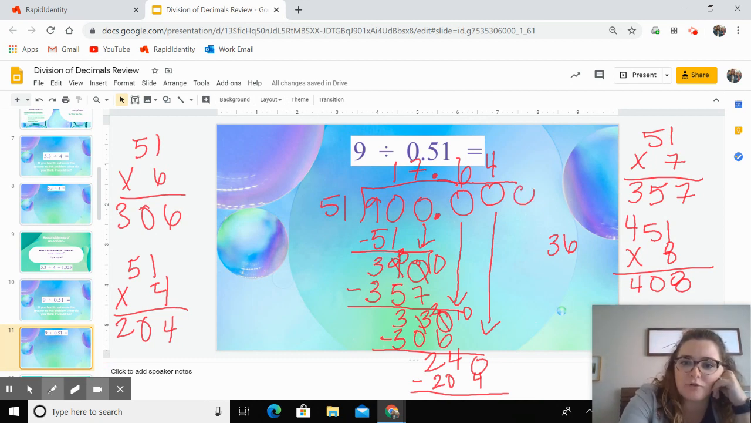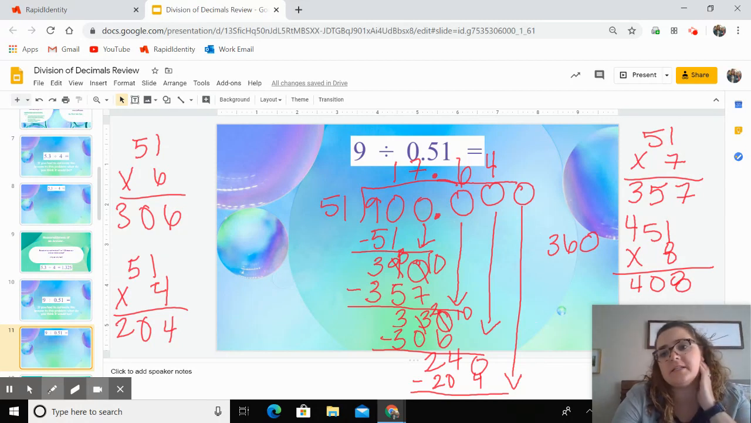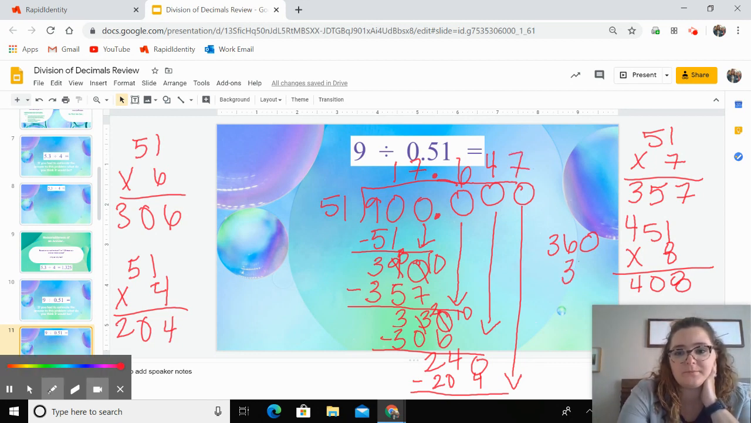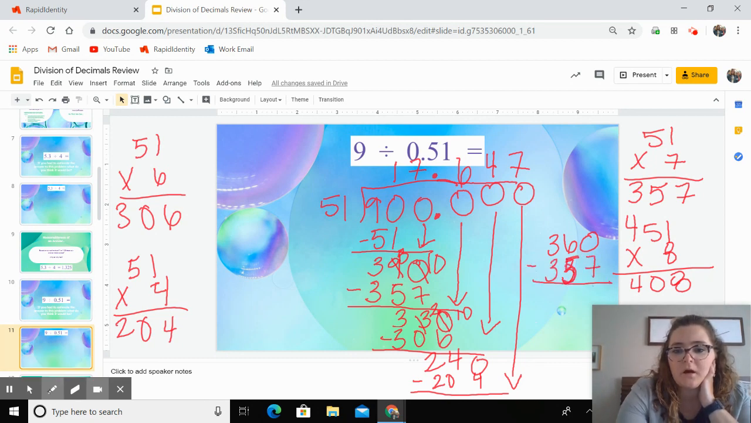And then again, I'm dropping down a 0 and adding it to my 36 because I'm still not at my thousandths place. So now I'm thinking, how many times can 51 go into 360? So I know that it could go into 357 7 times. Oh, sorry, I wrote that in the wrong spot. I'm going to turn that into a 5. Excuse me. All right, and I end up being left with 3.